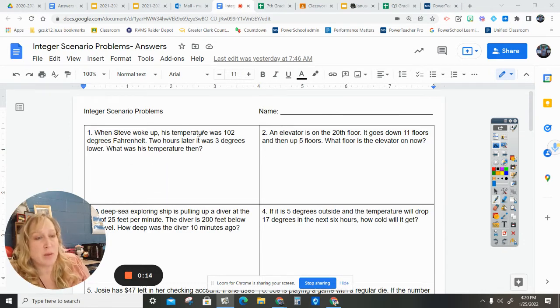When Steve woke up, his temperature was 102 degrees. Two hours later, it was 3 degrees lower. That word lower means that it decreased. It went down, so that means it's a subtraction problem. You will write or type 102, subtract 3, and your answer will be 99 degrees.